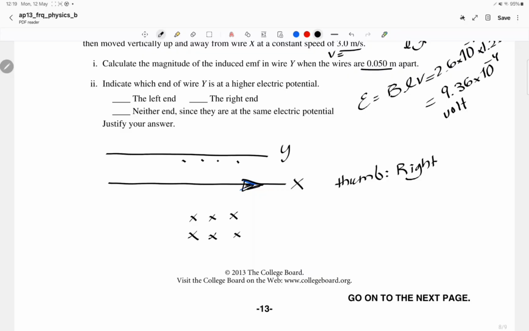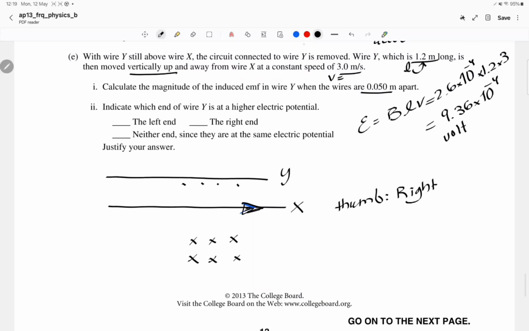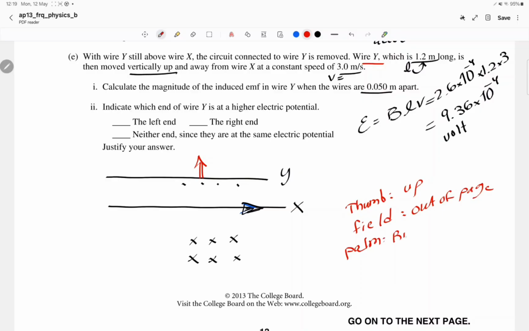Okay? Now, wire Y is being moved vertically upward. So I want you to use your right hand rule again, with the thumb for wire Y going up and the field going out of the page, which would be your fingertips. So now point your thumb up, point your fingertips out of the page. You're going to have to curl your right hand so that the palm is pointing to the right side. The palm is the same as the magnetic force.